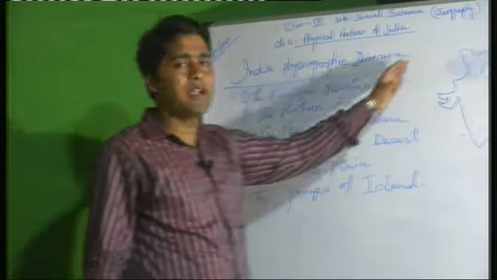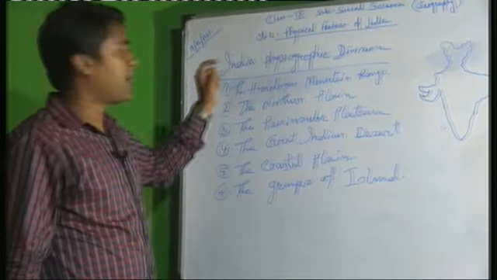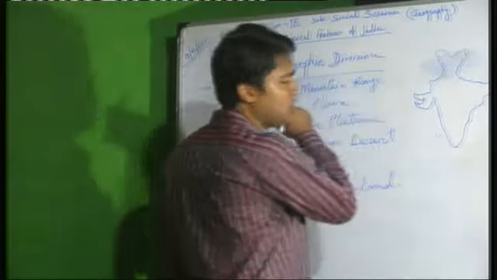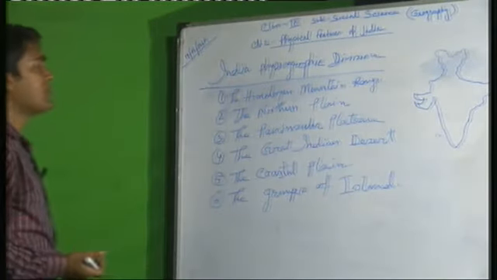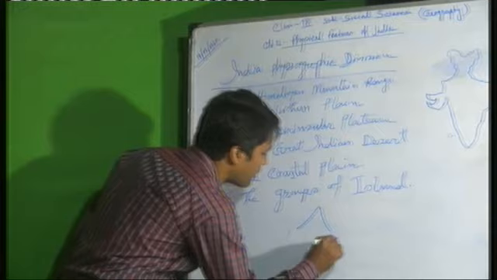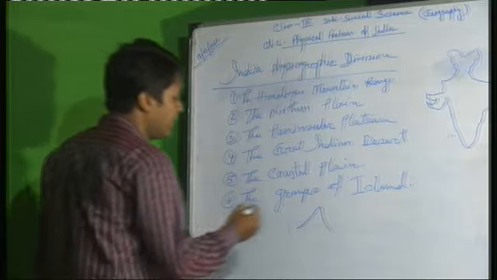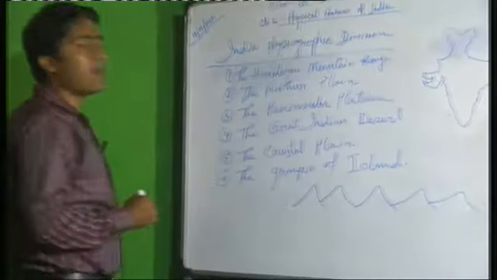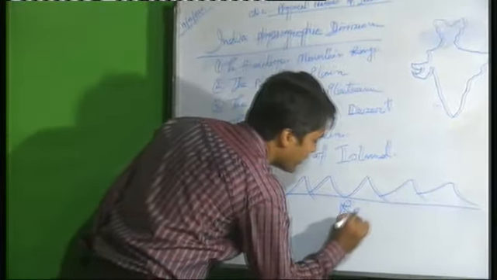Now in this outline map, we will identify the different physiographic divisions in India. The first one, the Himalayan mountain range. First of all, what is a mountain range? Mountain and mountain range are not the same. A single mountain is called a mountain, but a series of mountains which is situated in a straight line is called a mountain range.